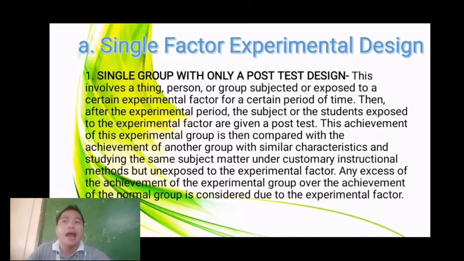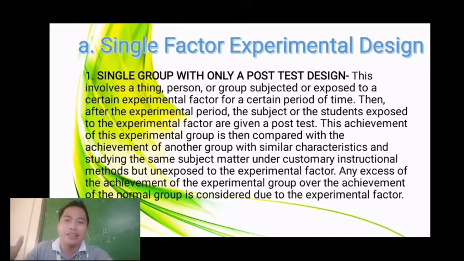Then, after the experimental period, the subject or the students exposed to the experimental factor are given a post-test. So right after the experiment, the subject is given a post-test. The achievement of this experimental group is then compared with the achievement of another group with similar characteristics and studying the same subject under customary instruction methods but unexposed to the experimental factor.